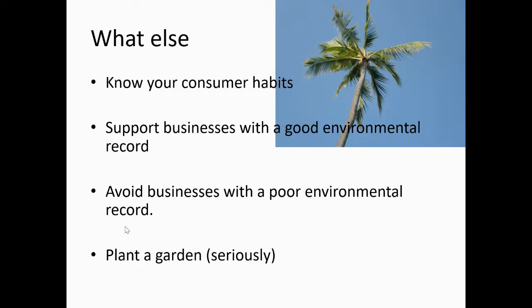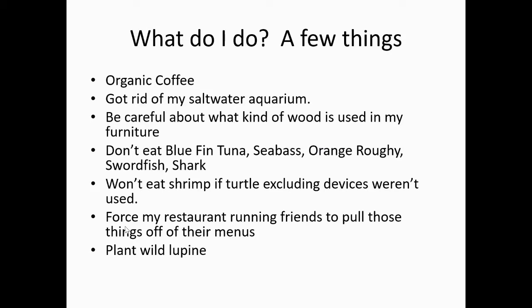Also, watch your consumer habits. Things like palm oil are devastating the landscape, and palm oil production is now the second biggest source of CO2 after human combustion of fossil fuels. Support businesses with good environmental records. Avoid businesses with poor environmental records. And planting a garden is a huge help. That's why I've been showing you some garden videos, because it provides habitat for pollinators like bees and butterflies. So these are some of the things that I do to help protect the environment.